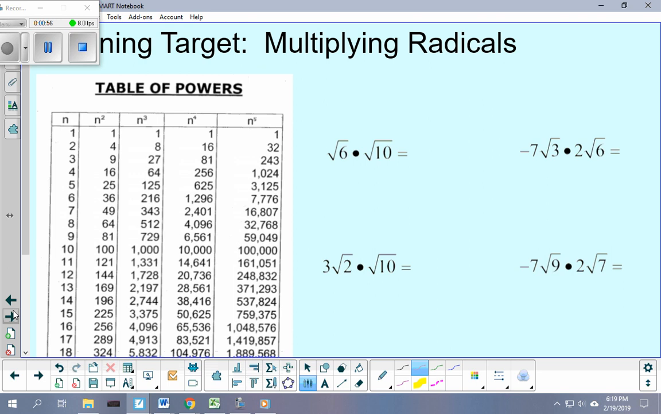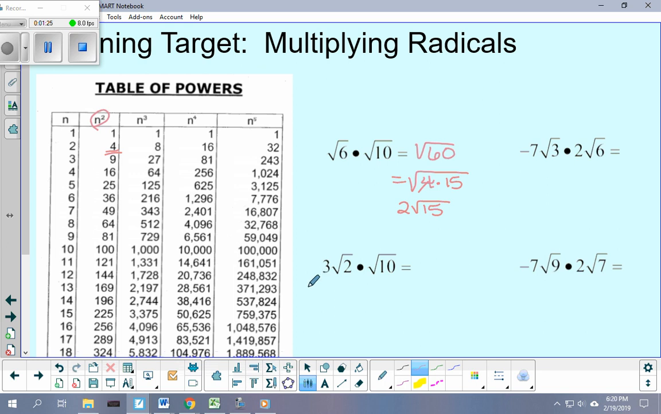The square root of 6 times the square root of 10 would be the square root of 60. And then again, we would look at our list of perfect squares here for what goes into 60. And 4 goes in there 15 times. So you would write that as 4 times 15. And the square root of 4 is a 2. So I bring that out front, and I have 2 times the square root of 15.